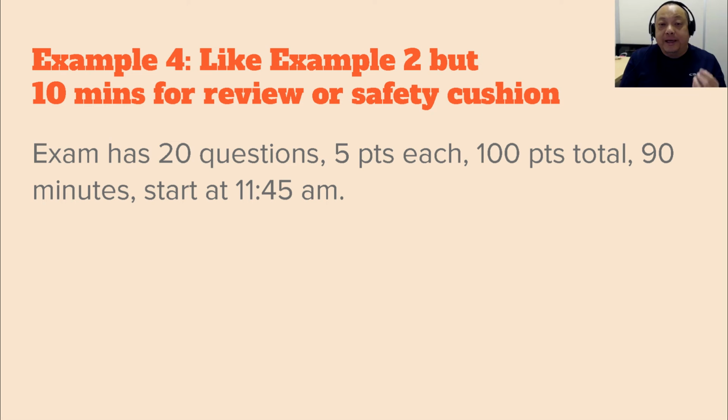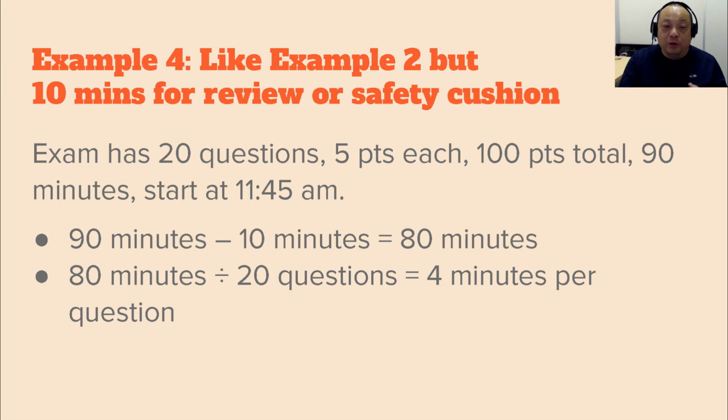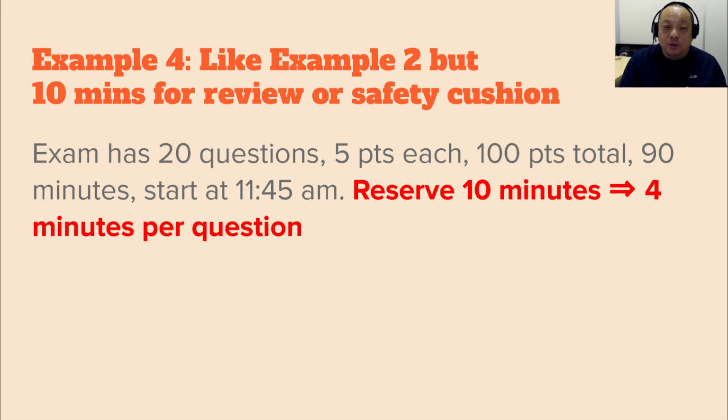Let's go back to example 2, but now we want 10 minutes for review or safety cushion. Exam has 20 questions, 5 points each, 100 points total, 90 minutes, start at 11:45 a.m. Just subtract 10 minutes from the total time. 90 minutes minus 10 equals 80 minutes, and proceed from there. 80 minutes divided by 20 questions equals 4 minutes per question. We have less time per question now. Remember last time it was 4.5 minutes per question. Now it's just 4 because we're setting aside 10 minutes.